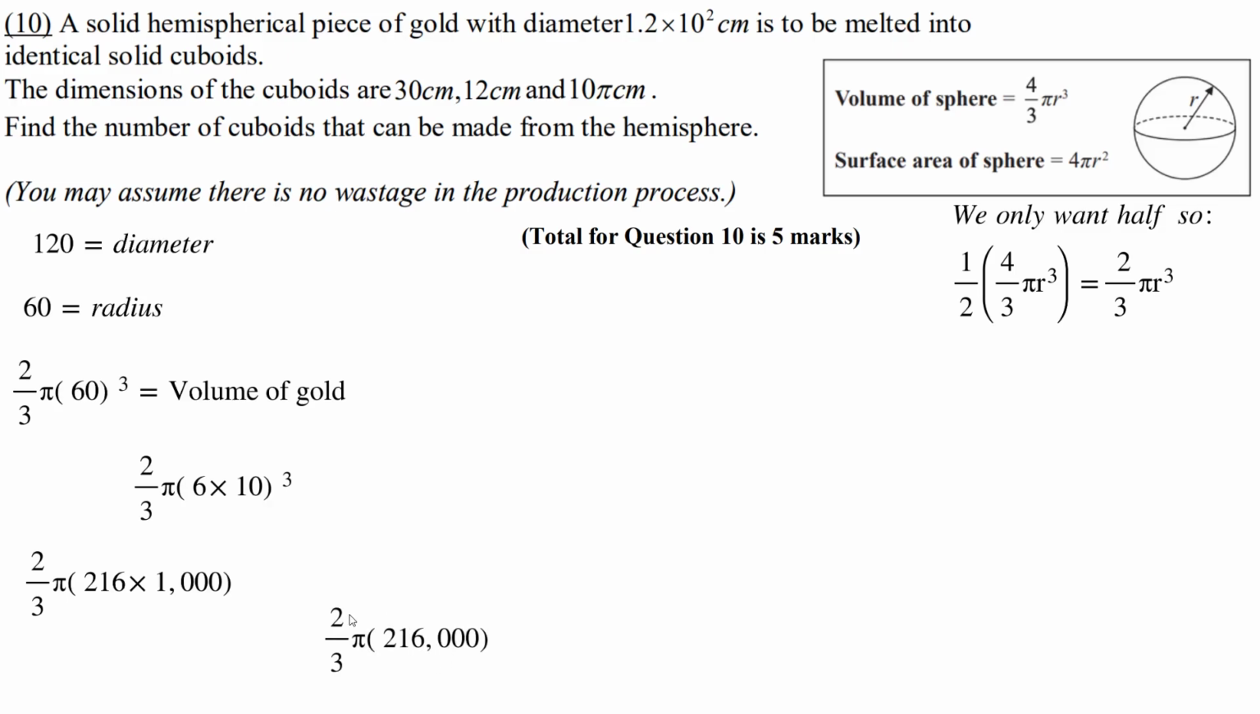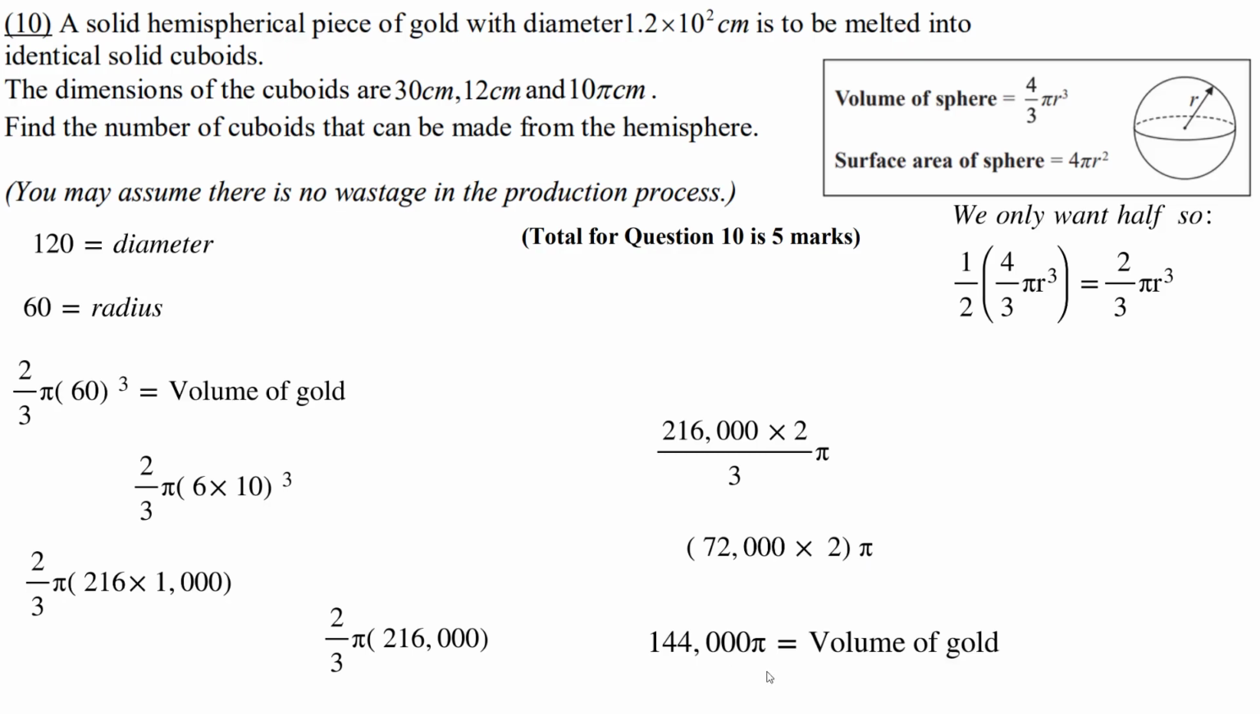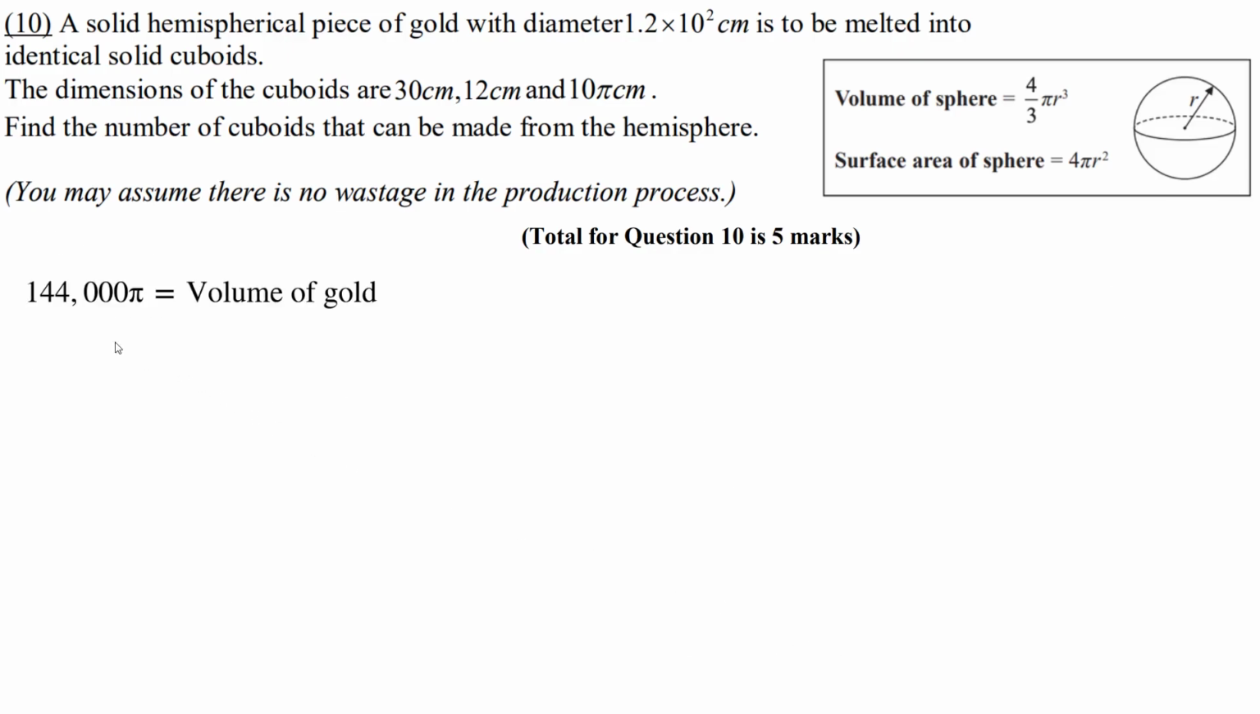Then times that by 2, or you can just divide by 3 straight away if you wanted, actually. But anyway, so you'll get 216. If you wanted to times by 2 first, so you'll get 432,000 over 3. But I think what I did was I did 216,000 divided by 3 to get 72,000, I think. So 72,000, yep, times by 2 to get 144,000 pi. And that's the volume of gold. So we'll just plug that there. So we have the volume of gold. So the total gold we have is this.